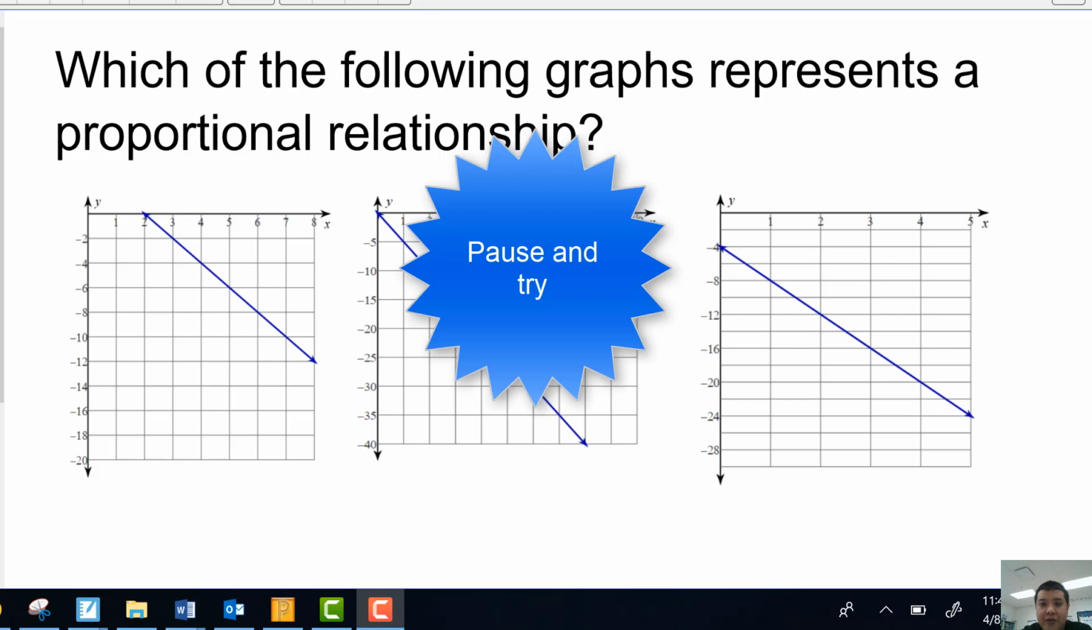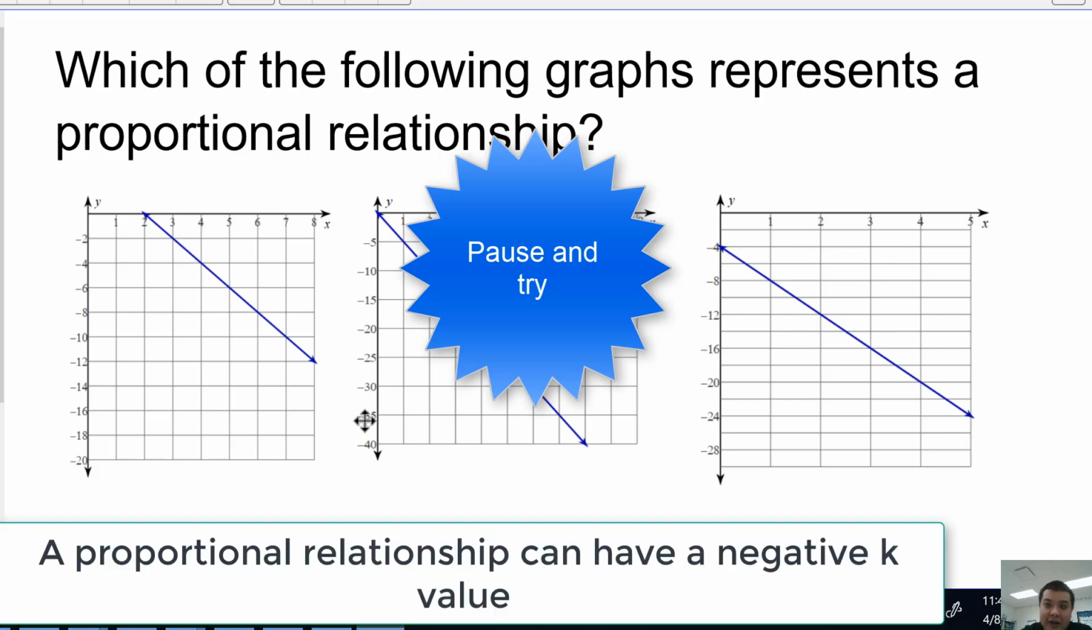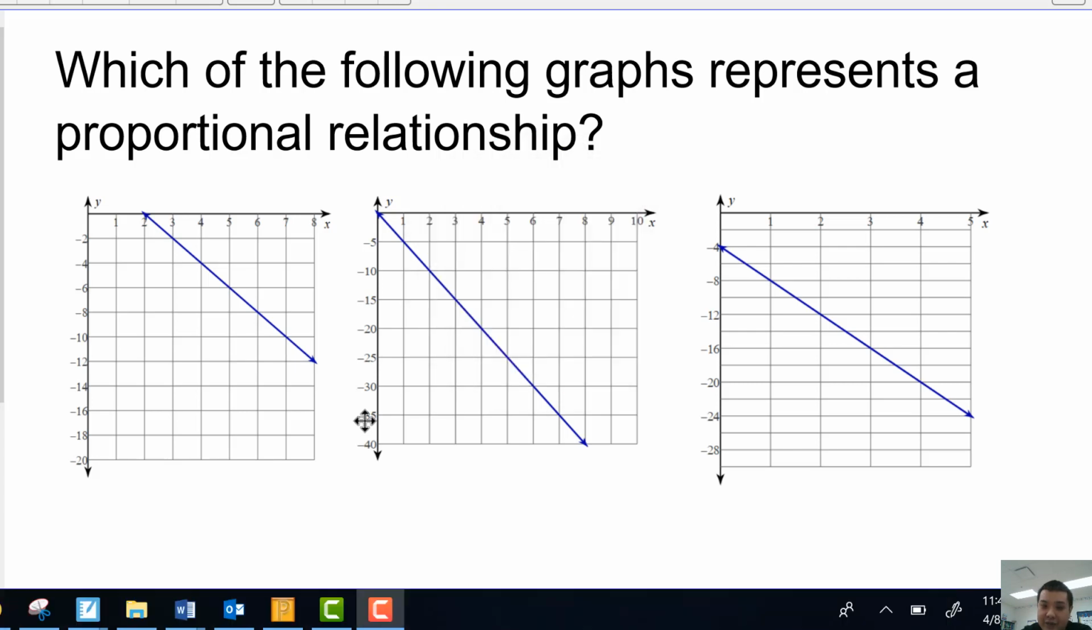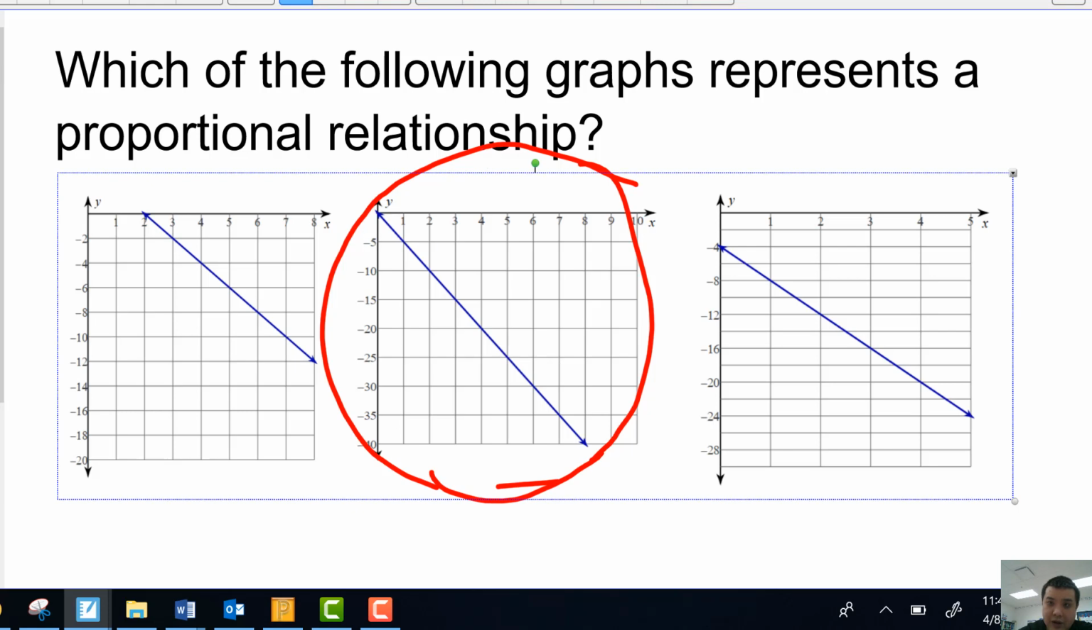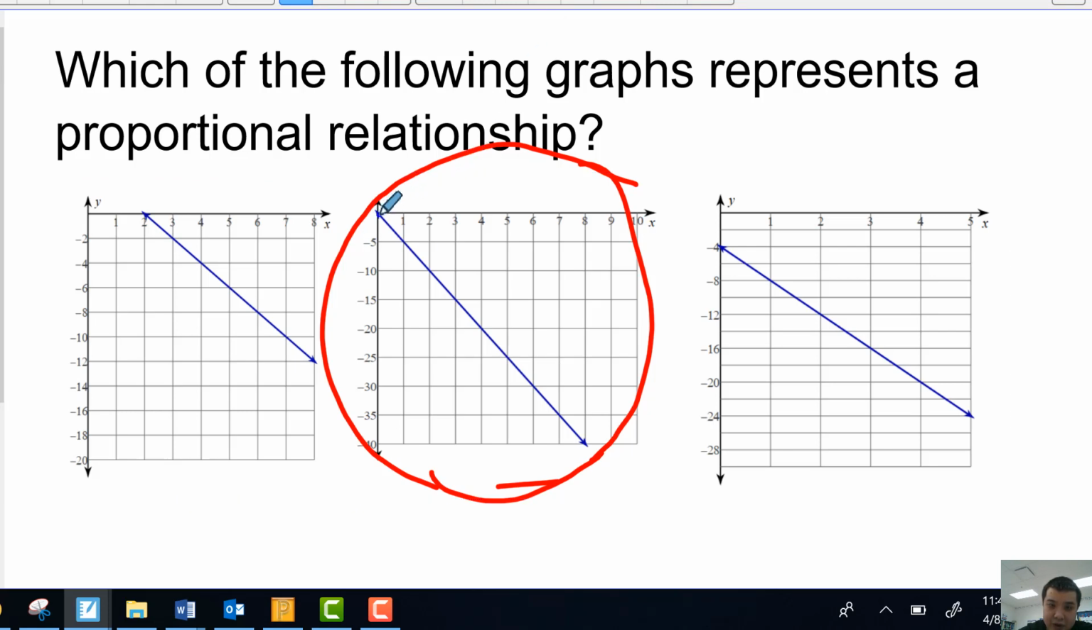Pause the video here and try to figure out which one of these represents a proportional relationship. Notice how all of these are going downwards, and that is perfectly fine. A proportional relationship can have a negative k value, or negative constant of proportionality. The only one of these that represents proportion is this one right here, and we know that because it goes through the point 0, 0, right there. Goes through the point 0, 0, right here. Okay. So let's take a look at that one.